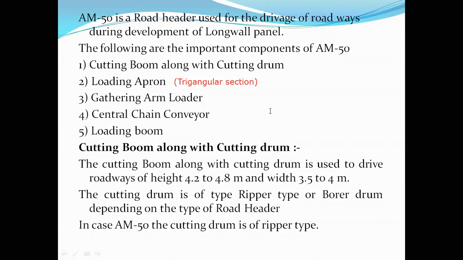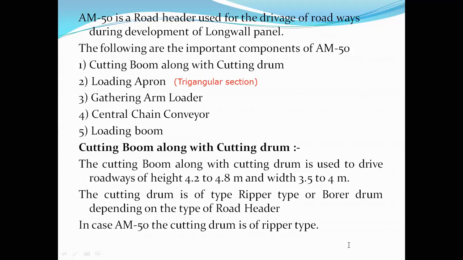Because on top of the triangular section, as I said, right, two eccentric gathering arms, so there is what is called a disc, and on top of it, the levers are present, so that they'll gather the material. Gathering arm loader and central chain conveyor, right? And at the other end there is a loading boom. Okay, these are the main components of AM50.